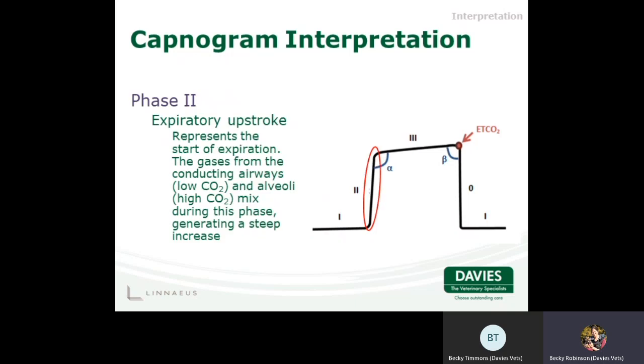Phase 2 represents the expiratory upstroke, and this is the beginning of expiration, which again, it makes sense. When we start to breathe out, we would expect there to be carbon dioxide. So we would expect there to be a rise in the level of carbon dioxide which is present. And phase 2 represents the expiration of gases from the conducting airways and the alveoli. And these 2 sets of gases from the conducting airways and alveoli start to mix during this phase, and they generate a steep increase because there is a very rapid rise in the amount of carbon dioxide which is breathed out.